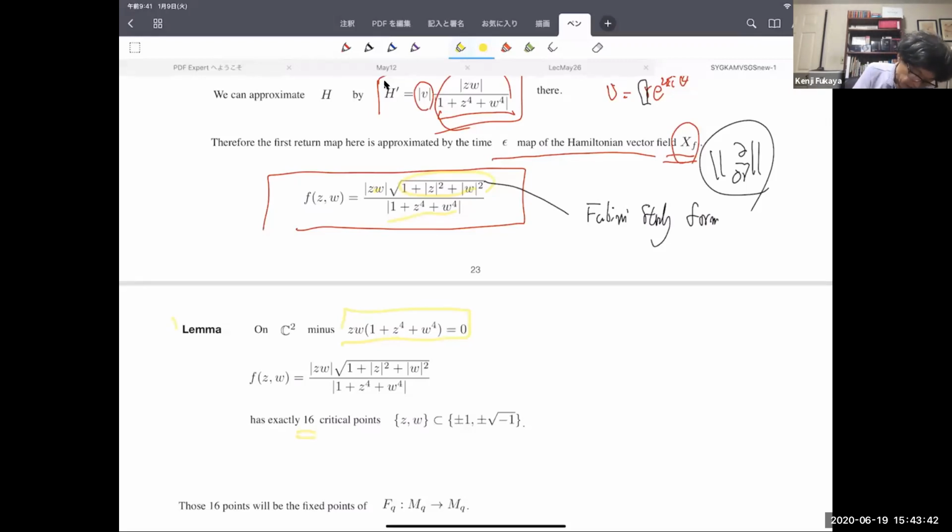And this is a lemma. This lemma is very elementary to prove, but it is not completely trivial. It took me 5 days to prove it, but it is very elementary, so I don't want to explain its proof. You have these 16 critical points, and of course they will be fixed points of our F time epsilon map. This is the approximate picture, but these 16 critical points are transversal, so they remain actual fixed points.